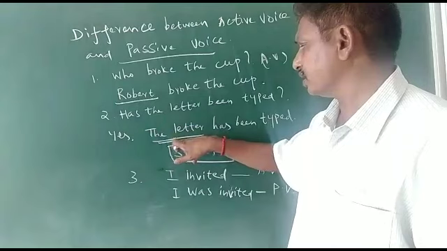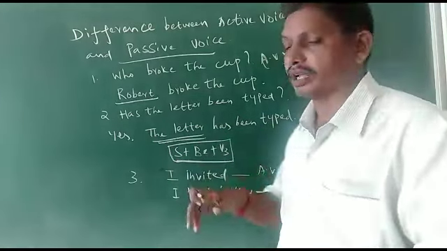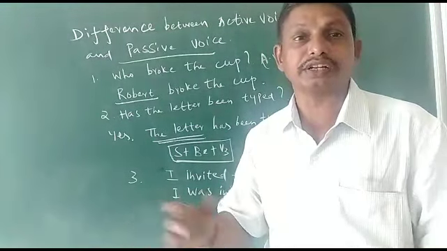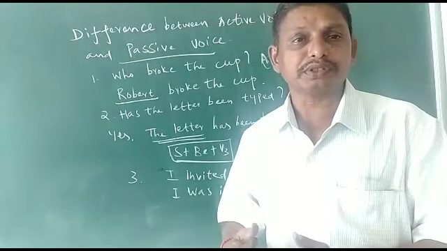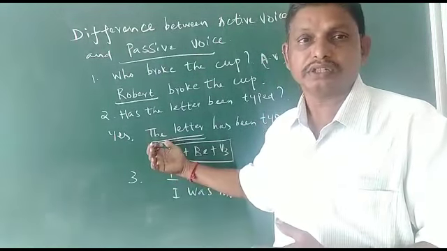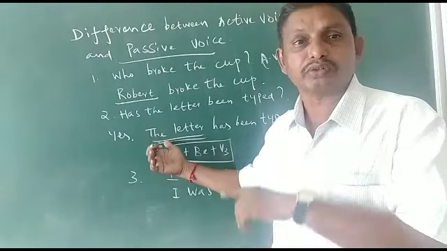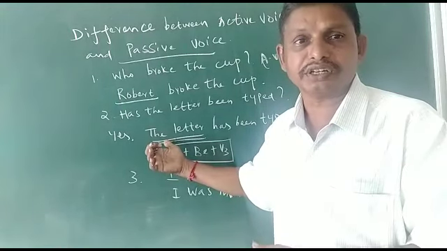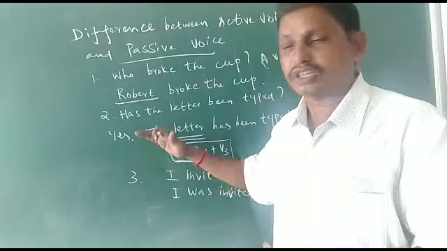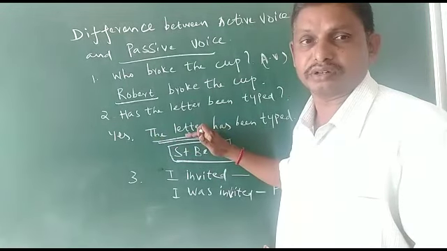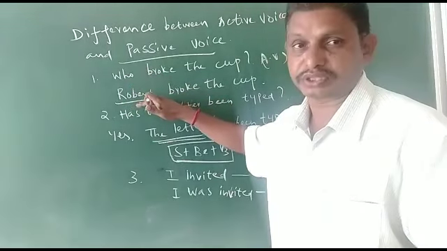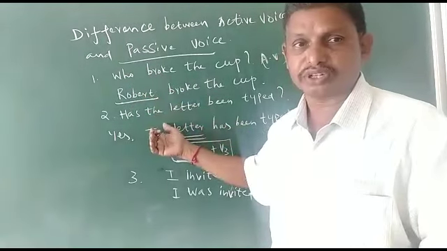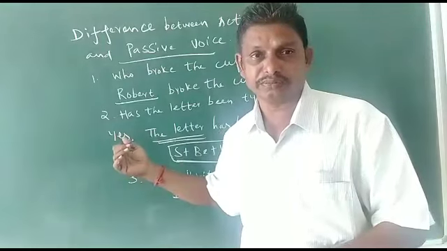In this sentence, the letter has been typed. I am asking the typist whether the letter has been typed or not, but I am not asking the typist who typed the letter. So I don't want to know the person who performed the action. Instead, I want to know whether the letter has been typed or not. So in the active voice, we give importance to the subject. Let me give you another example so that you can have a clear and better understanding.